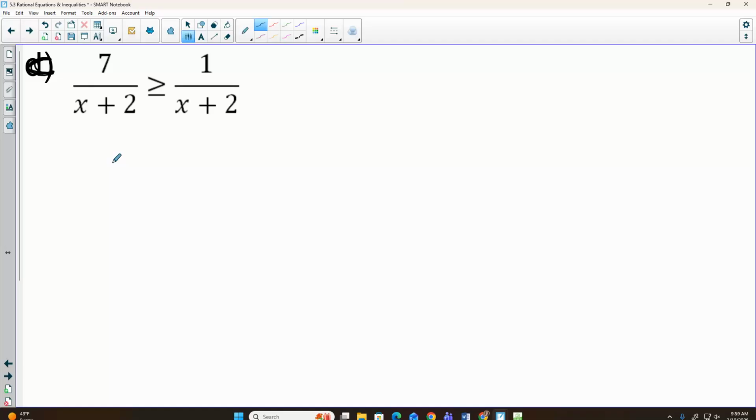All right. In order to solve these, we have to have a single fraction on one side, 0 on the other. So I'm going to start off subtracting my 1 over x plus 2 over. In order to add or subtract fractions, they have to have a common denominator, and these do. So we can put them into a single fraction. 7 minus 1 is 6.